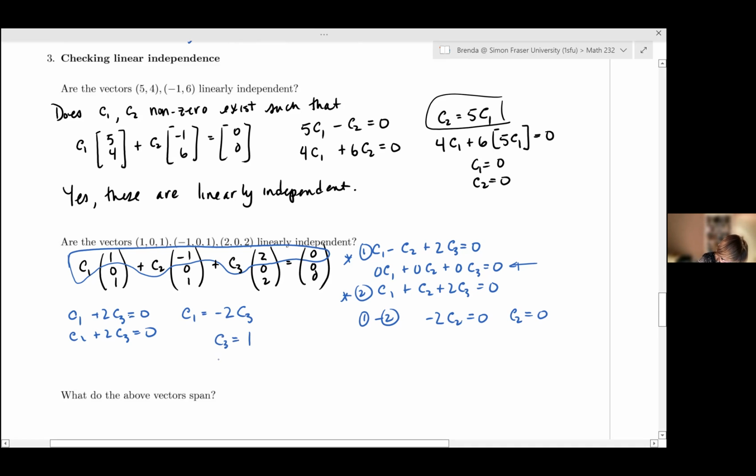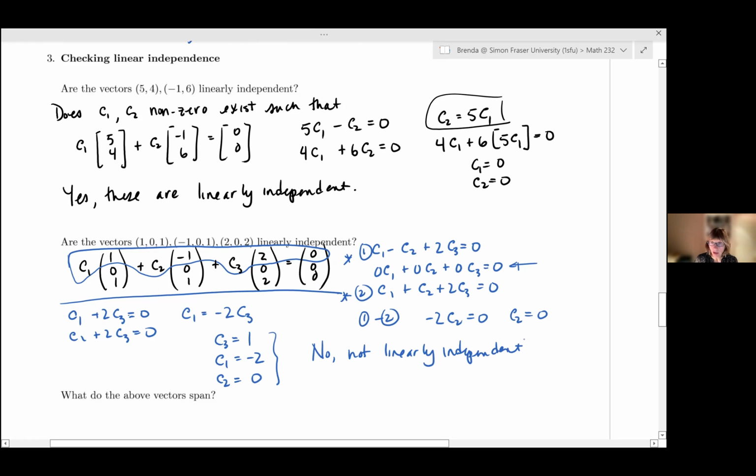Then C1 will be equal to minus 2. And I have, in fact, a constant, adding in that C2 is equal to 0. So I have C1, C2, C3 that makes this statement true. And notice that not all of these are 0. So that means that these vectors are not linearly independent, because I was able to find non-zero constants to make this true.